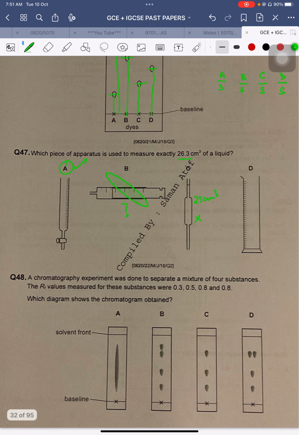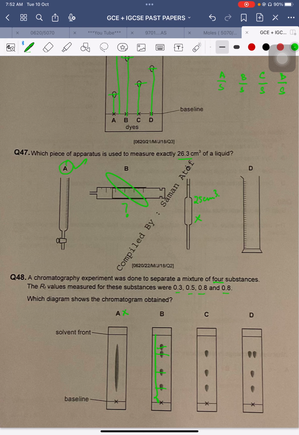So it is the last question of the day. A chromatography experiment was done to separate the mixture of the four substances. The RF values measured for the substances were 0.3, 0.5, 0.8, and 0.8. Which diagram shows the chromatogram obtained? So you are going to measure the RF values in each case. For example, here, this distance and this distance. So four distances, divided by this. In the same way, you are going to implement this practical on all four. You are going to measure.